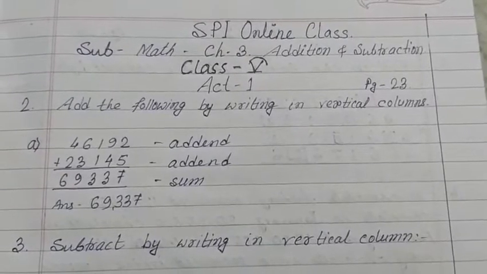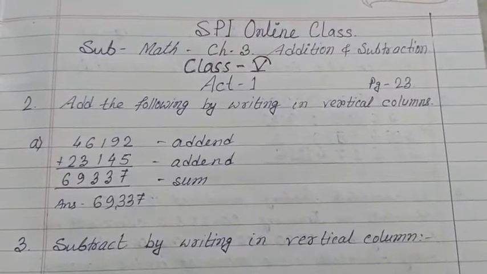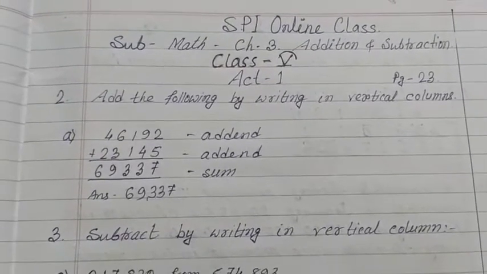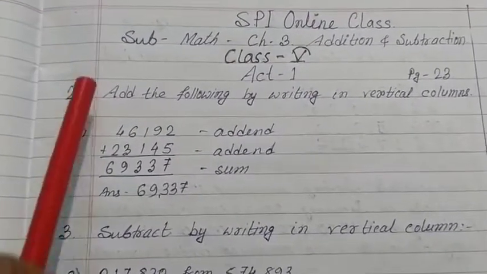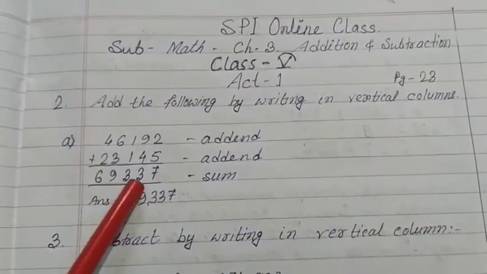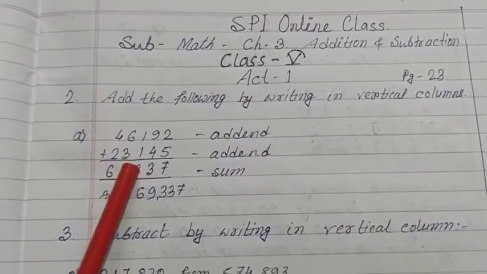Today we will do class 5's math chapter 3, addition and subtraction. In number 2, add the following by writing in vertical column. Vertical column means you have to write like this.